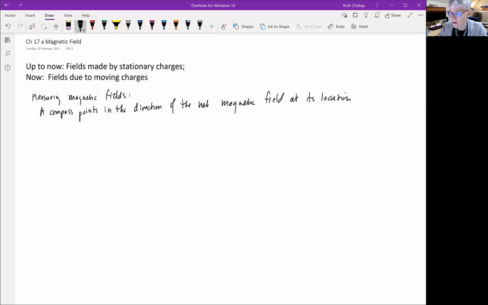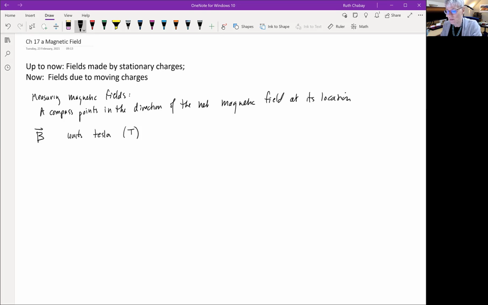The symbol of a magnetic field is B, and it's a vector because it has a magnitude and direction. And I don't know why its symbol is B. And the units are Tesla, which is abbreviated with a capital T. These are the SI units, which we'll be using.